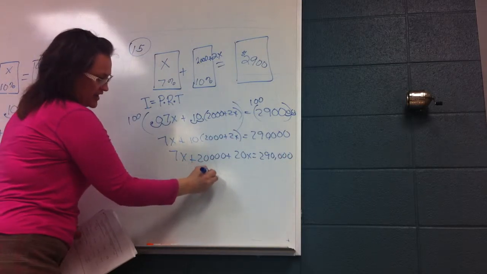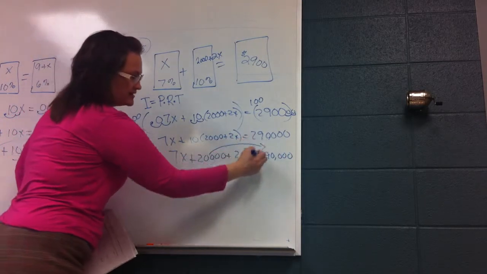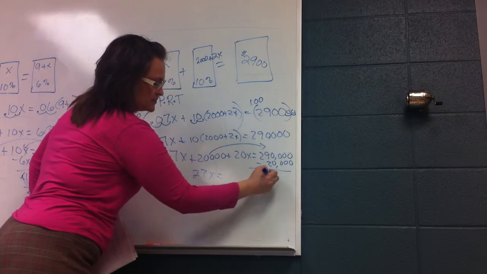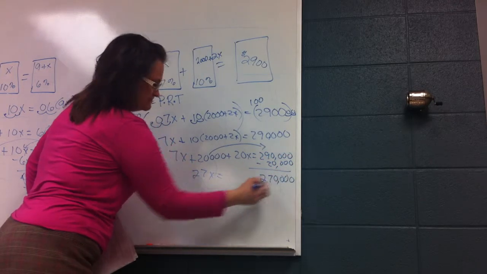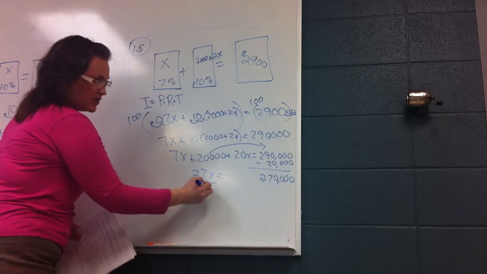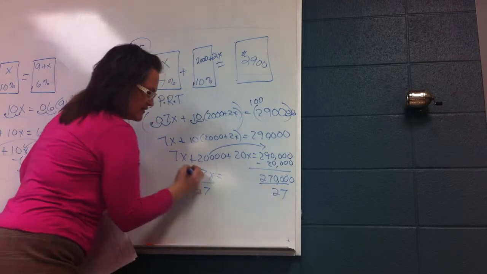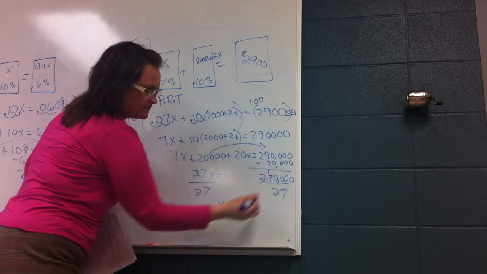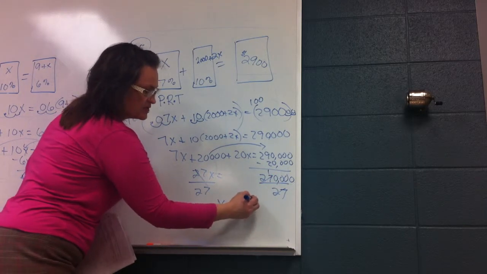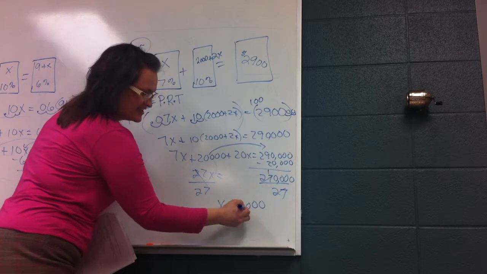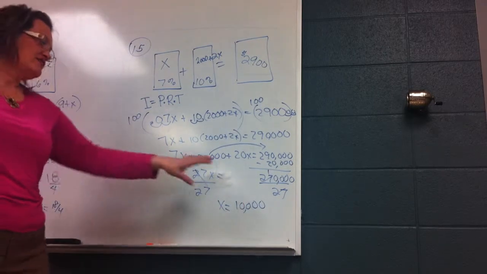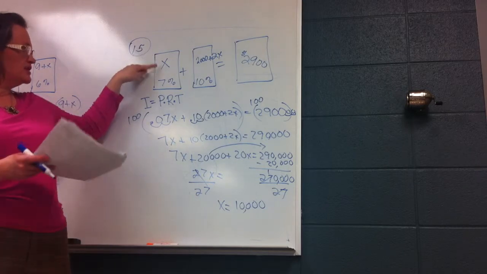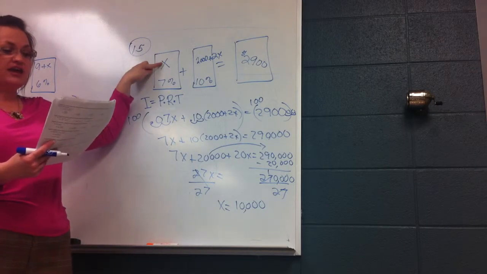That gives you 27 X's. We throw the 20,000 across the line. 270,000. Divide by what's with the variable, divide by 27. The 27's reduce and you have 1 and 4 zeros. So $10,000. That means always go back and see what you let X be. That means you're putting $10,000 in your 7% account.